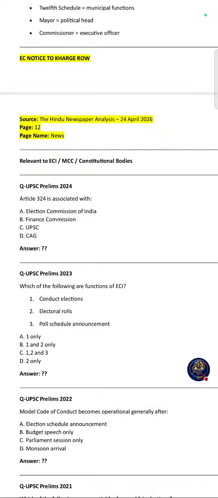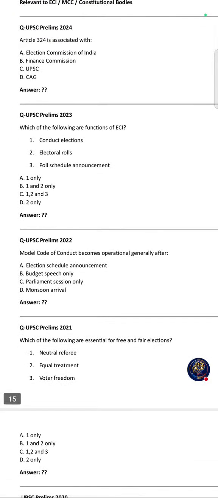Next question. Which of the following are functions of ECI? Can anyone answer this one? First one, conduct elections. 2, electoral rolls. 3, poll schedule announcement. The correct answer is 1, 2, 3. All are correct.